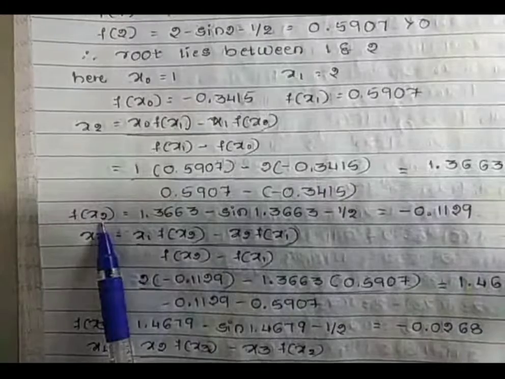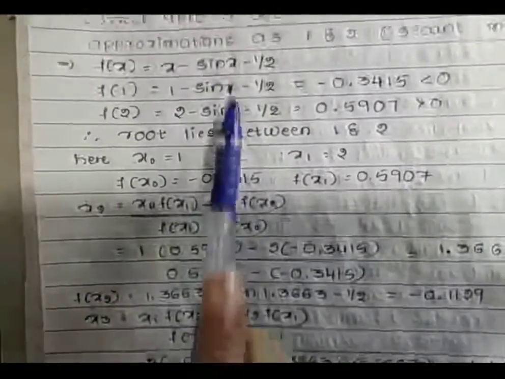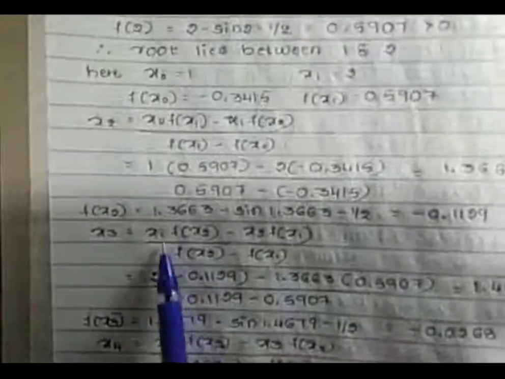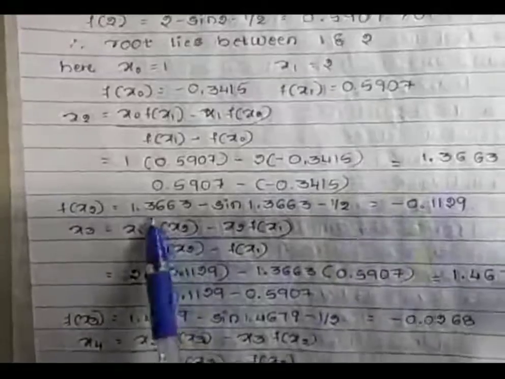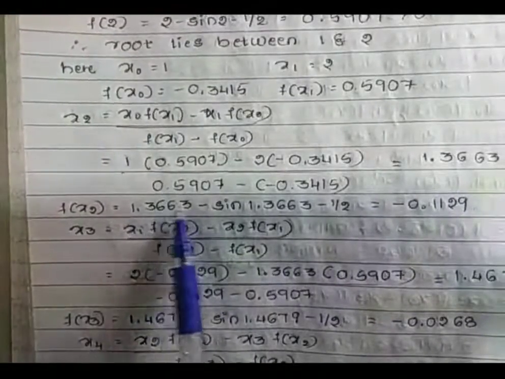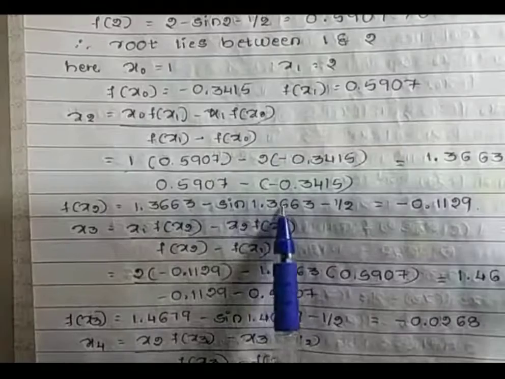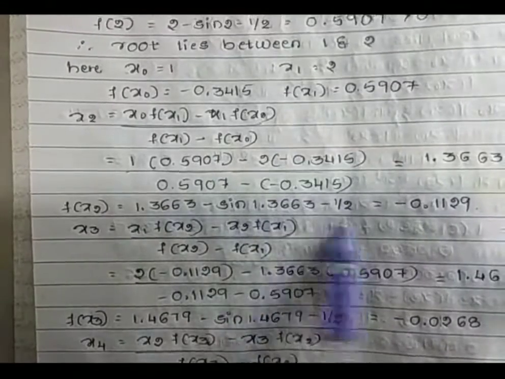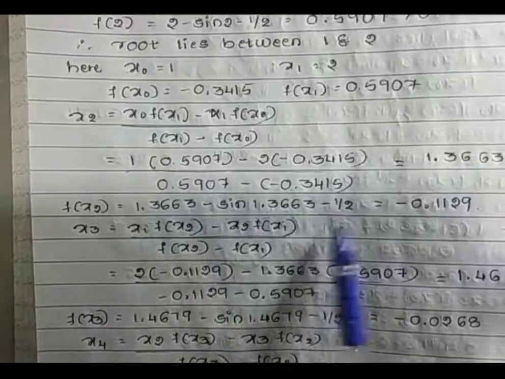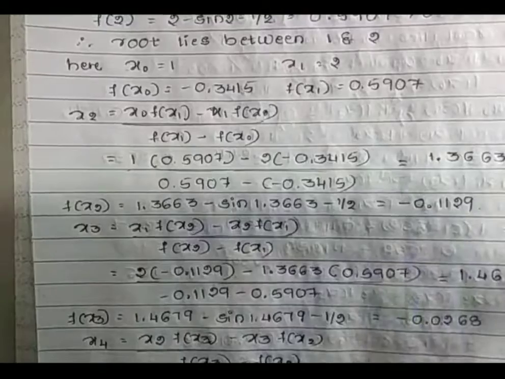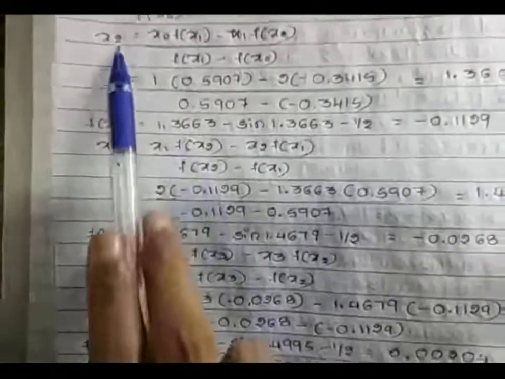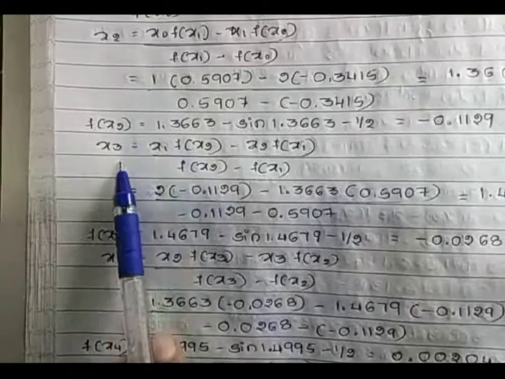Now what is this f of x2? In the given function, we have to replace the x value using 1.3663. So replace the complete x value using 1.3663. Then we'll get 1.3663 minus sine of 1.3663 minus 1, divided by 2. Already we know how to simplify using calculator. So after calculation we'll get minus 0.1129. Then once we calculate x2 and f of x2, go for x3.